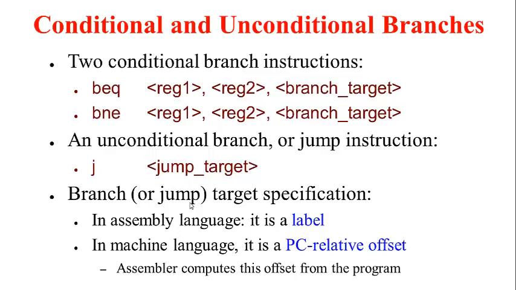So how is this human readable label converted to machine language in zeros and ones? During this conversion from assembly language to machine language, the label gets specified as a PC relative offset. We will look at this in more detail when we learn about instruction encoding. It is one of the jobs of the assembler to compute the PC relative offset from the label. This is part of the translation of the assembly language to the machine language.